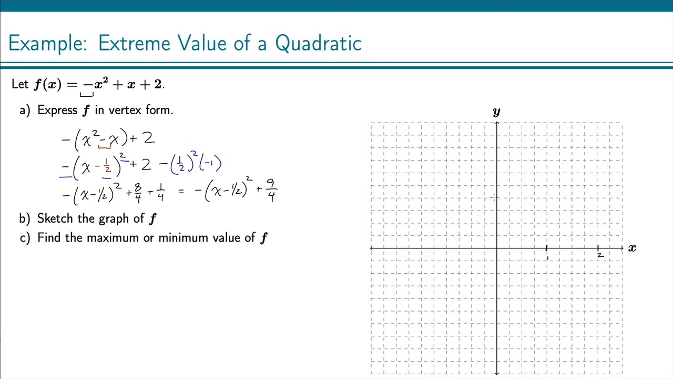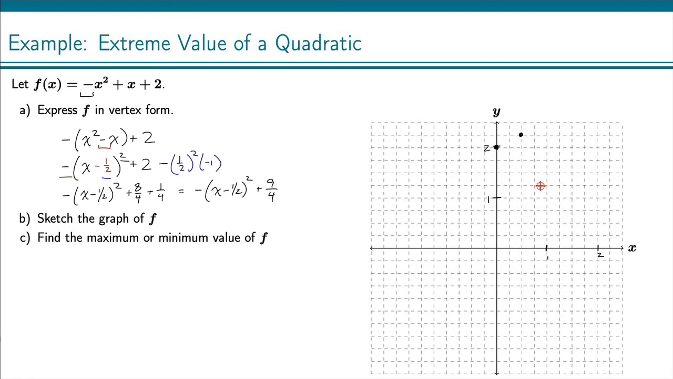And then same thing up here, 1, 2. So each of these grid lines is a 4th, which is kind of what we're working with here. So our vertex is at 1/2, and then up at 9/4. So that's right there. Okay. Our y-intercept, of course, is at 2. That's easy to see here. And so we can go ahead and plot there.